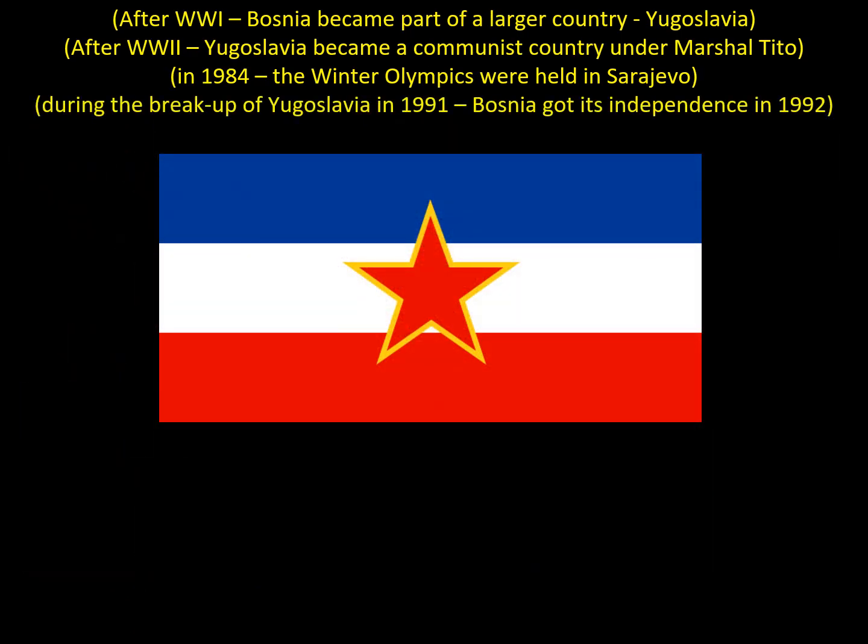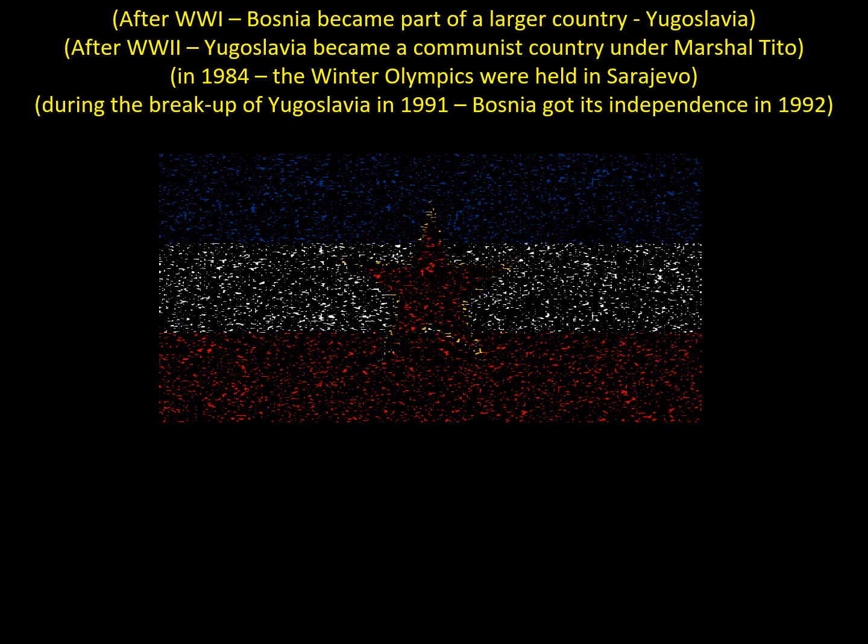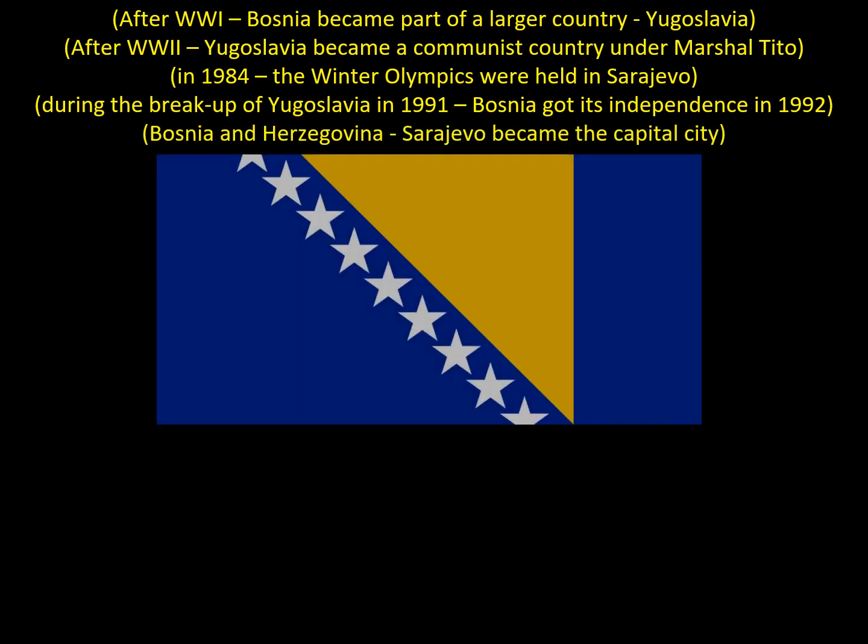In 1991, Yugoslavia started to break up after the fall of communism. Bosnia got its independence the following year in 1992. Bosnia and Herzegovina combined and Sarajevo became the capital city. I have no idea what the flag designers were thinking of. It's probably one of the more interesting flags I've ever seen, but anyway.